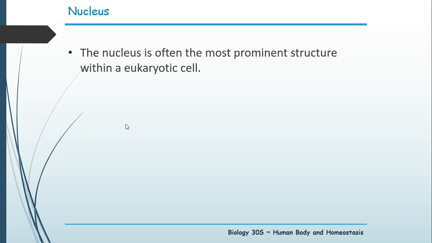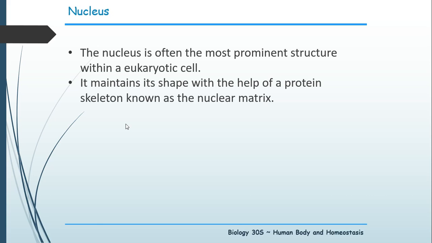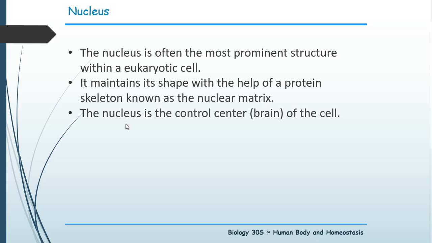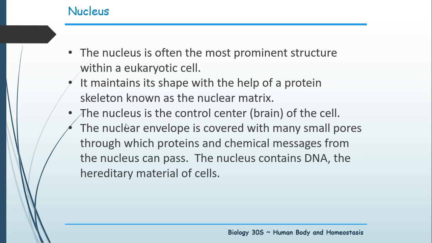The nucleus is the brain of the cell, so that's the first thing we're going to try to understand as well. The nucleus is the most prominent structure. If you look at a cell in a microscope, you'll see a big black dot. That's usually the nucleus that we're looking at. It maintains its shape with a protein skeleton. We call that the nuclear matrix. And the nucleus is essentially the brain of the cell. It's going to make sure the cell does what its job is. It has all the genetic information and the makeup in the cell also.